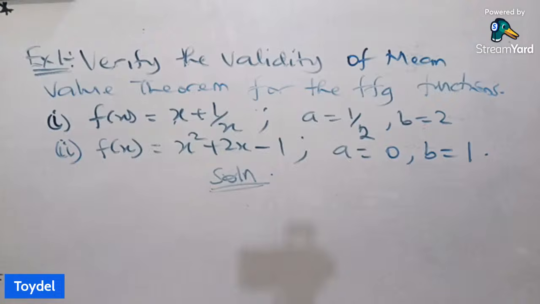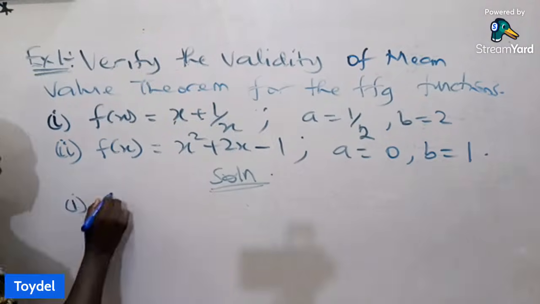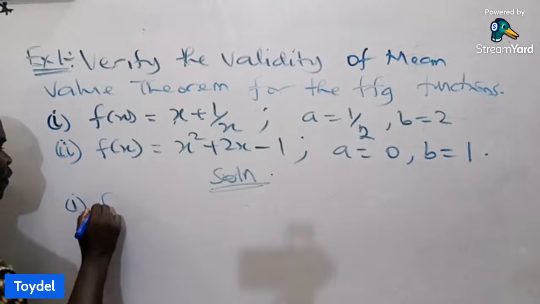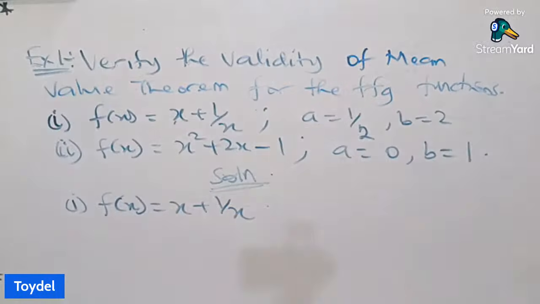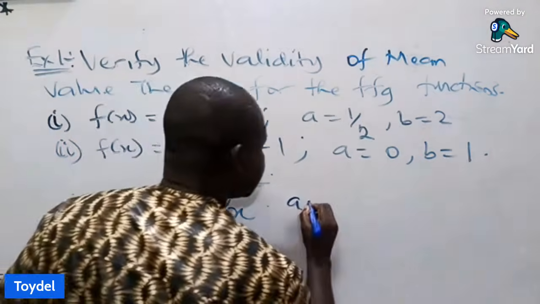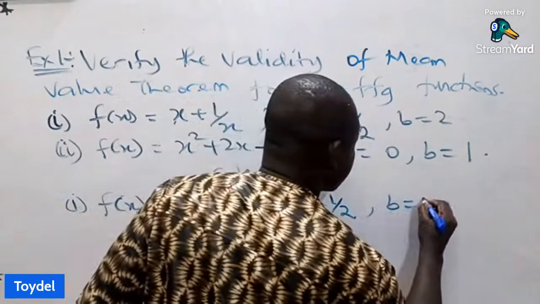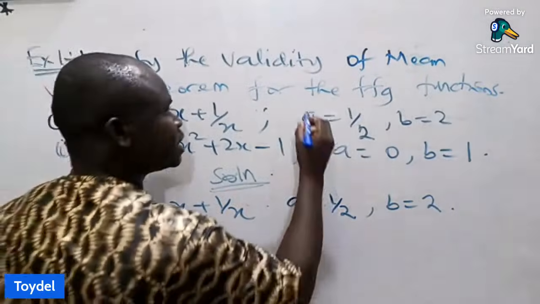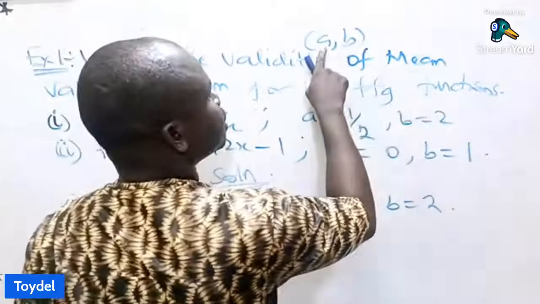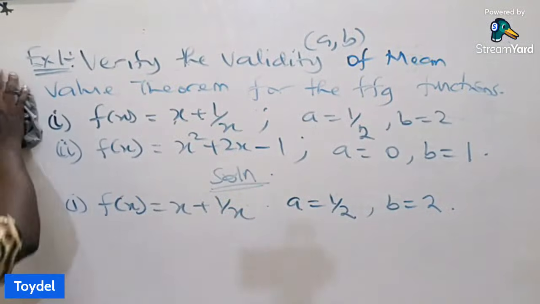So what do we do here? We want to verify the validity of mean value theorem. This mean value theorem is important. Solution. I'm going to start with the first one, where we are given f of x to be equal to x plus 1 over x. That is what we are given. Then we are given a to be equal to half and b to be equal to 2. Of course, you know the interval is a comma b. This is the lower and this is the upper interval.